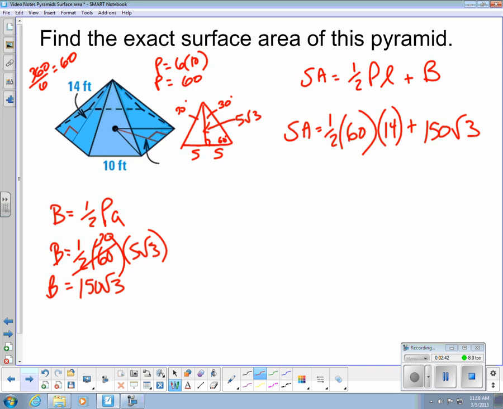So 1/2 of 14 is 7. 7 times 6, we get 42, and then plus 150 square root of 3. Those two cannot be combined, so I just leave that alone. And I make sure I put my units on here, which is feet squared, because we're dealing with area. We're not dealing with volume, so we need square units, not cubic units.